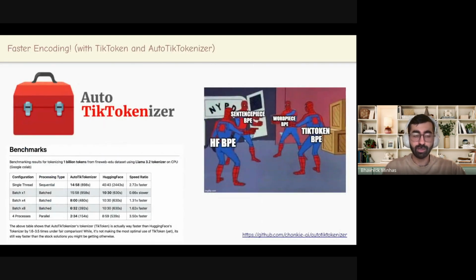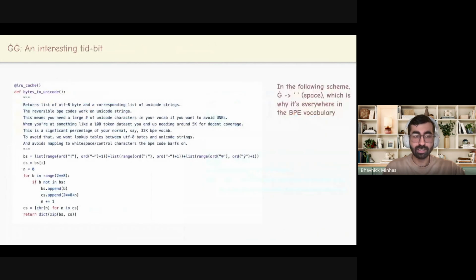So yeah, while building AutoTick Tokenizer, something interesting that I learned was about these Ġ symbols, like the capital G with a dot and capital C with a dot. I don't know how many people in this space know about these symbols and have seen them in vocabularies somewhere.